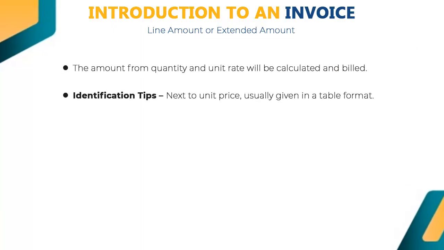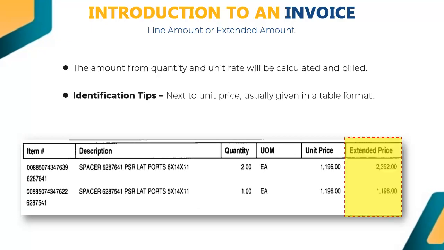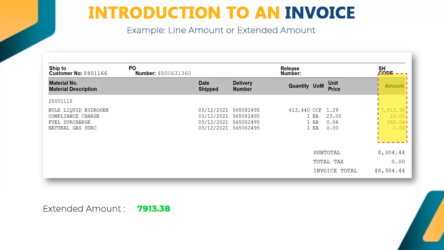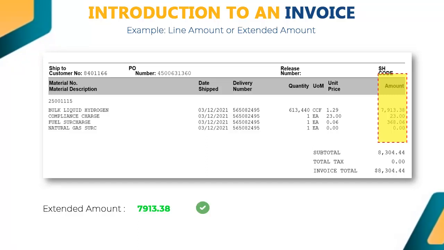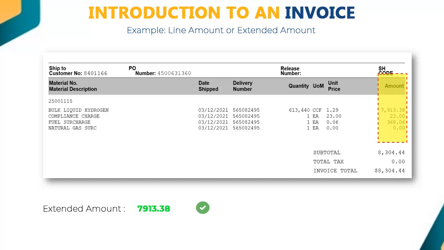Line amount is the amount calculated from quantity and unit rate and billed. Identification tips: it comes next to unit price, usually given in a table format. Key the value 7913.38 for the first line amount. Key other amount values as per the image shown in the snippet. Do not key the word amount, or extended amount. Key only numeric data for line amount. If the word extended price or amount is already populated, then remove these words.